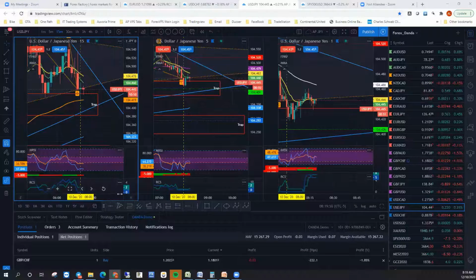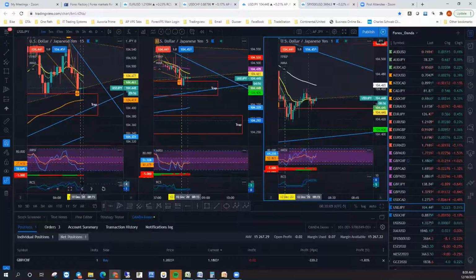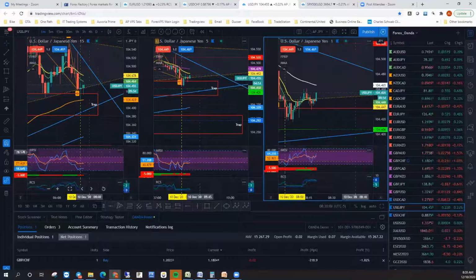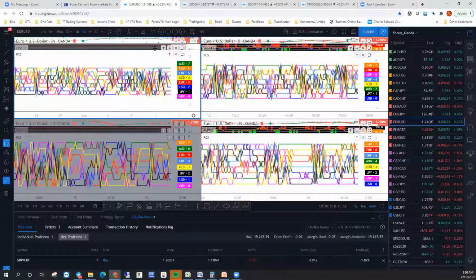Now let's take a look at our RCS tools. We have a 2 and a 0. So basically the Japanese strength is stronger by 1, stronger by 2 here on that one, and stronger by 1. So basically, as we're looking here, let's take a look at the higher time frame Fibonacci tool here.